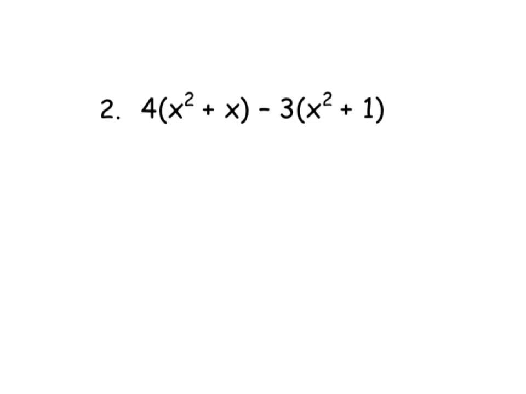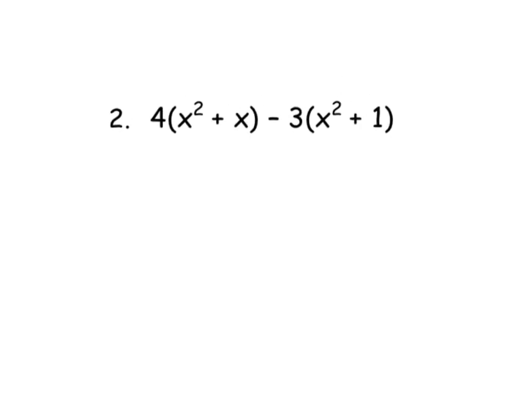In our next example, we are going to be distributing the 4 to the x squared and the x. And then we have this minus 3. We can think of this as distributing a negative 3. We can kind of think of this as adding negative 3 times that polynomial. So I'm going to distribute that negative 3 through there.